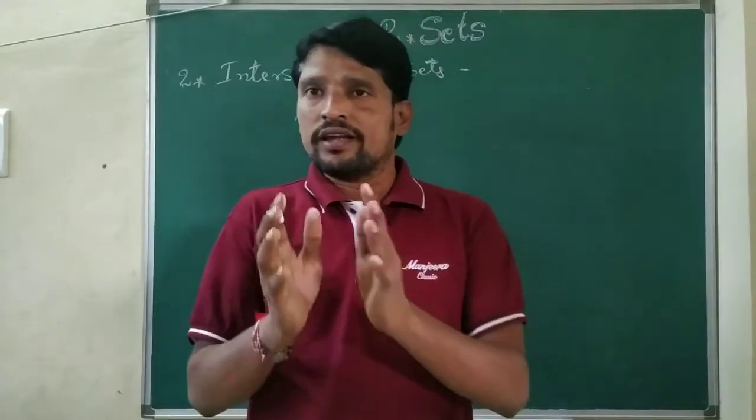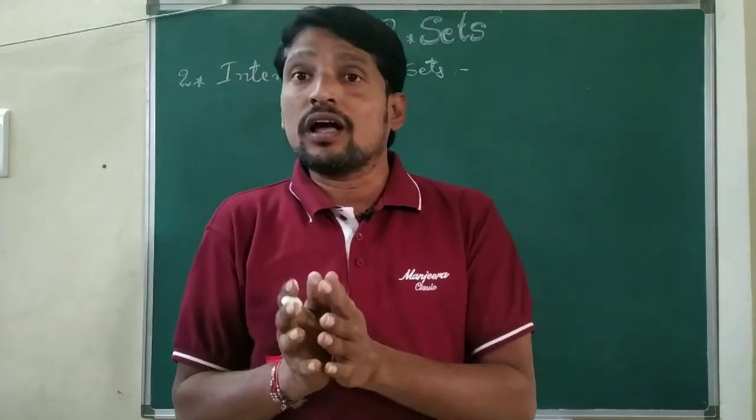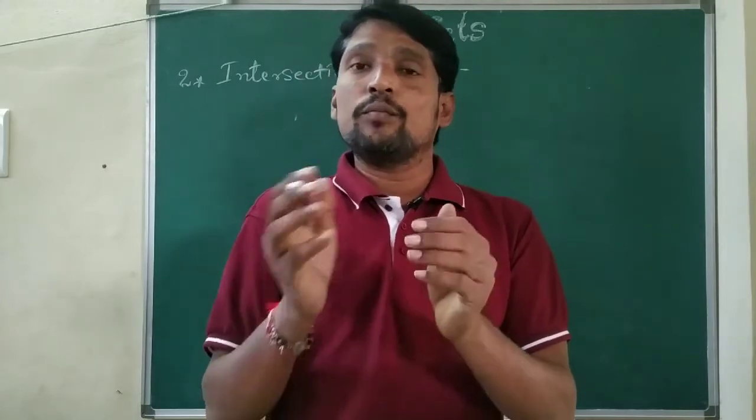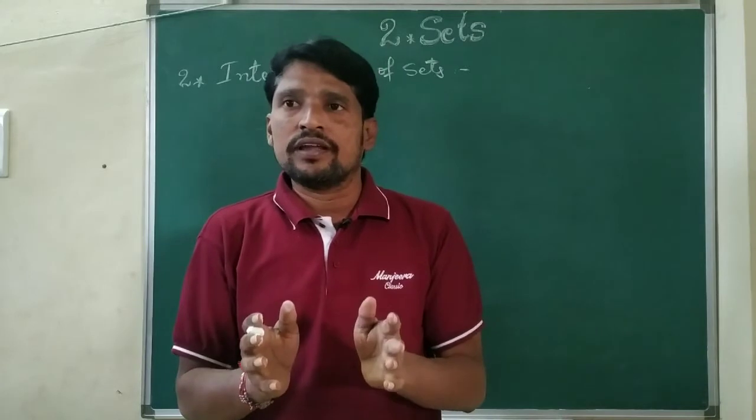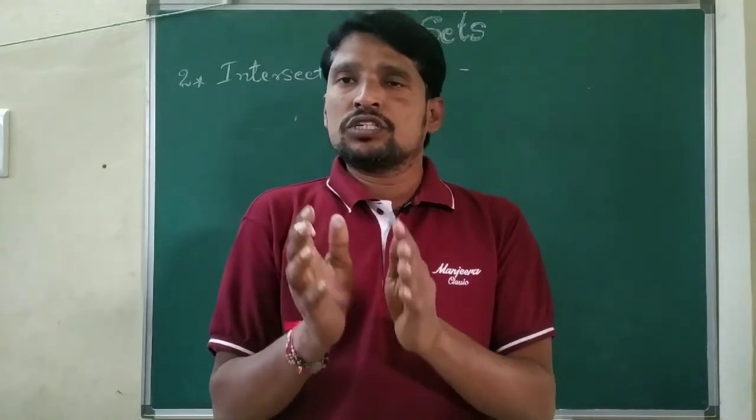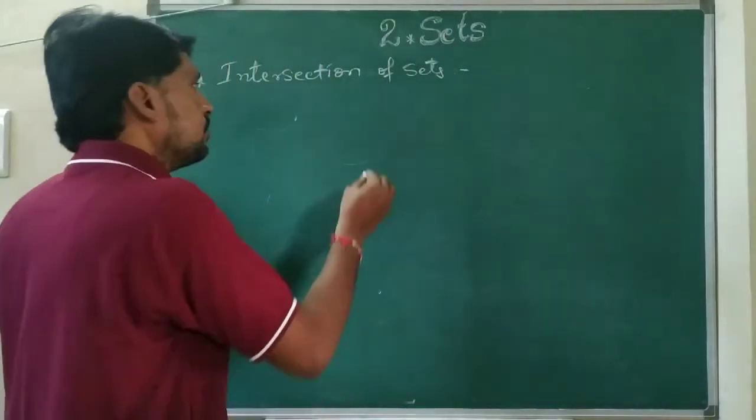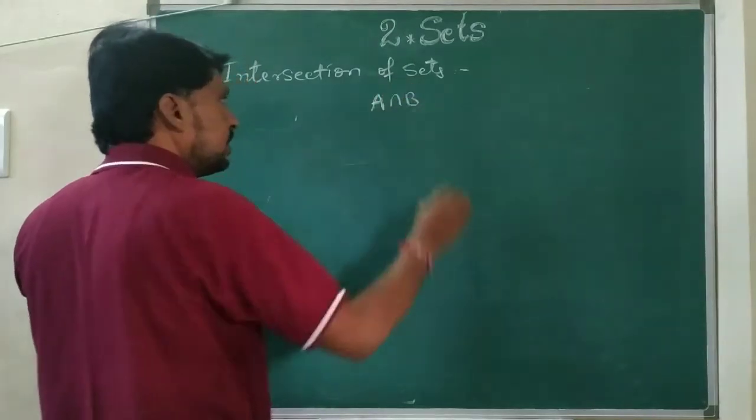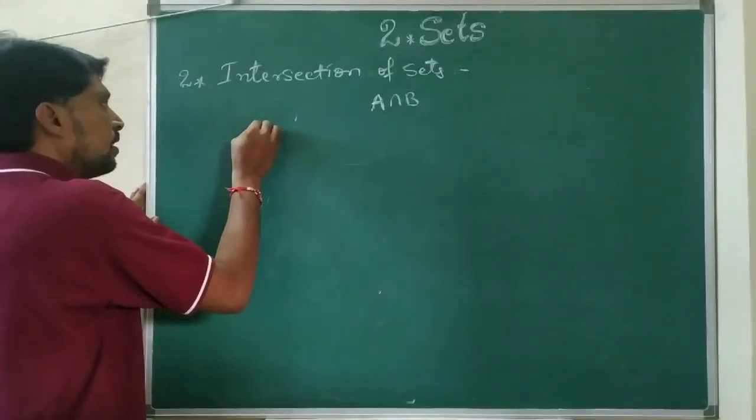The intersection of sets A and B is the set of all those elements which are common in both A and B. Once again, the intersection of sets A and B is the set of all those elements which are common in both A and B sets. It is denoted by A intersection B.